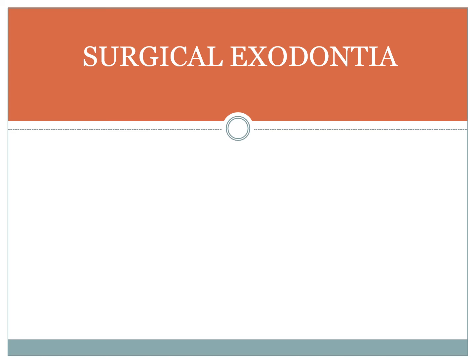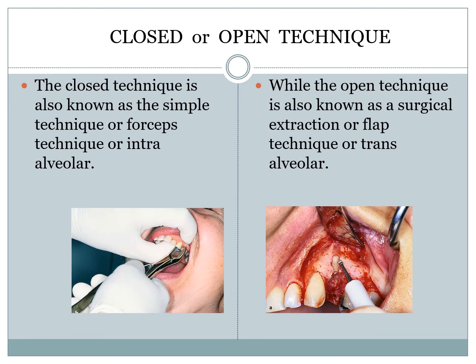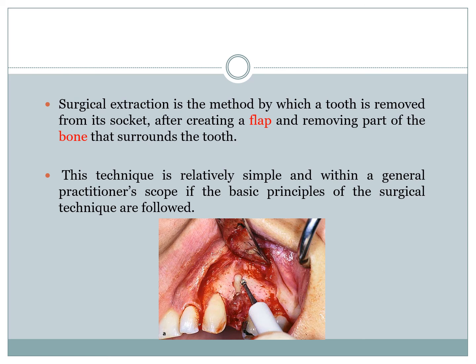Next one is surgical exodontology, that is called the open method. Already mentioned, the closed method is the simple technique, with forceps, and the technique is called intraoral. Open method is called surgical extraction or transoral extraction. Surgical extraction is the method by which the tooth is removed from its socket after creating a flap and removing part of the bone that surrounds the tooth. So if we want to raise the flap, then only we can go for the cutting, then only we can remove the bone. After that, then only we can take out the tooth.